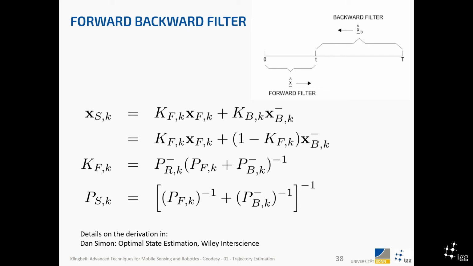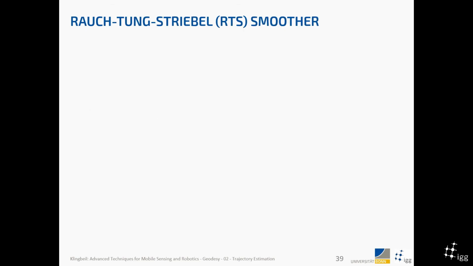A bit more efficiently, this can be done in a Rauch-Tung-Striebel smoother, which we will see next. The Rauch-Tung-Striebel smoother is a more efficient way of doing a forward-backward filtering. And it's the one which is actually used in most cases, at least for GNSS IMU integration filters.